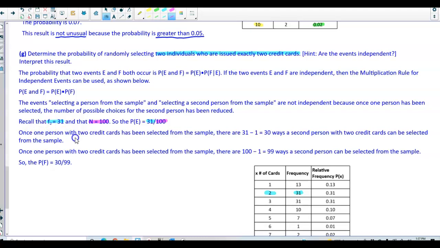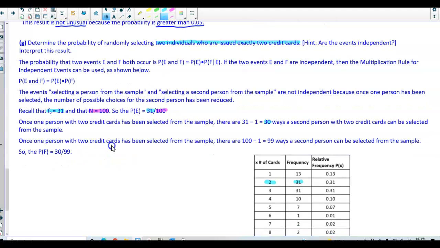Now, once one person with 2 credit cards has been selected from the sample, then there are 31 minus 1, which is 30 ways a second person with 2 credit cards can be selected from the sample. So therefore, 30 is now going to be the numerator. Now, there are 100 minus 1, which is equal to 99 ways a second person can be selected from the sample. So therefore, the probability of F is going to be 30 divided by 99.